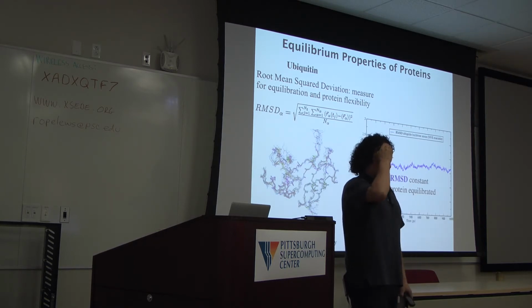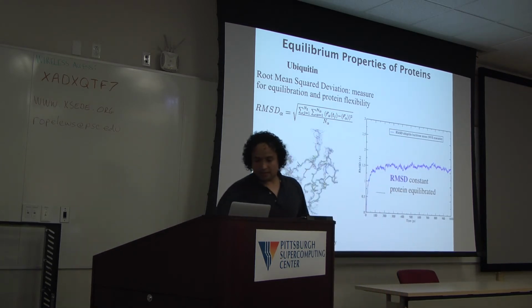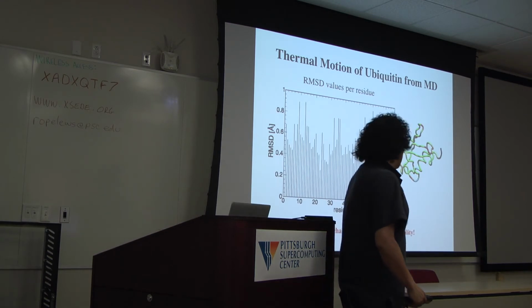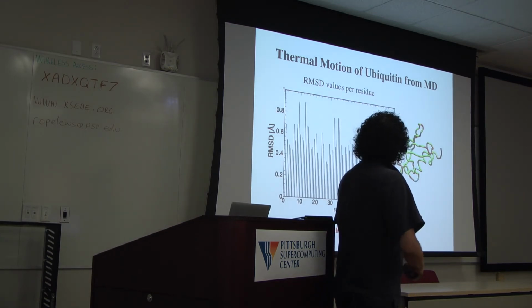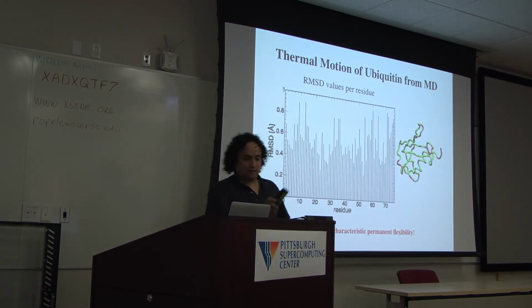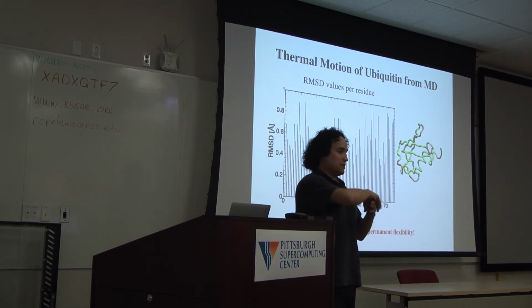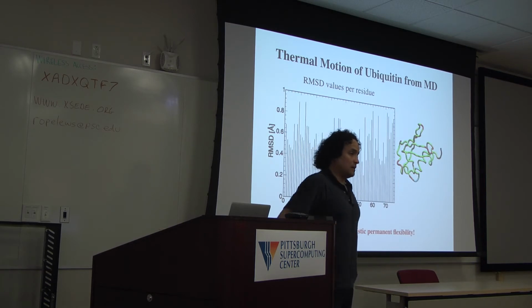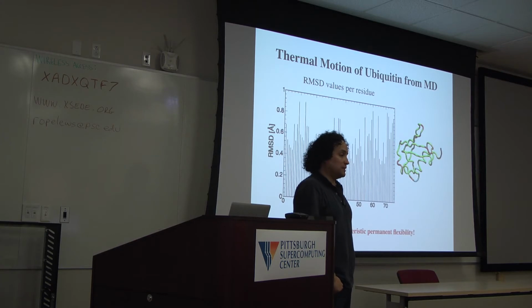Flexibility is usually calculated using RMSF, right? But this is actually RMSD here. RMSF, the root mean square fluctuations, you're adding quadratically the fluctuations around equilibrium. So RMSF can tell you something about the flexibility, at least the local flexibility.